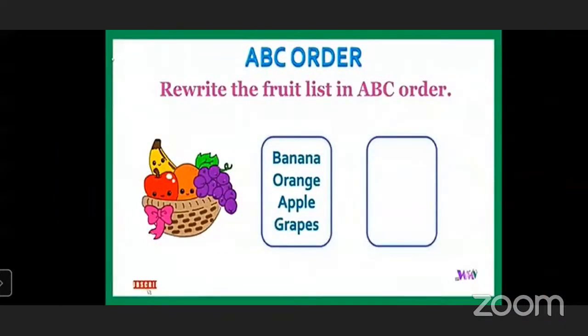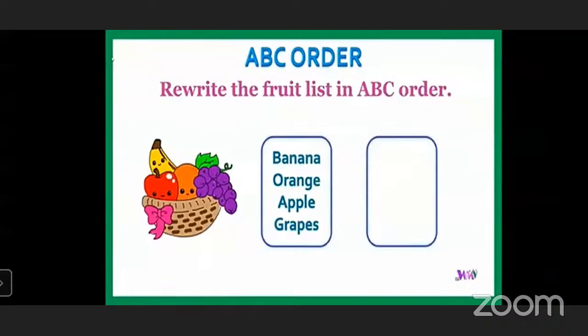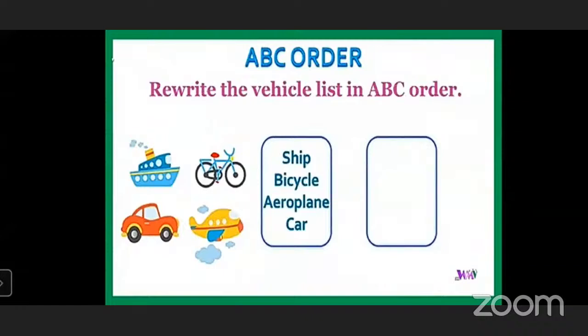Here, rewrite the fruit list in ABC order. As you all know, children, ABC order means we have to write in an ABC list. So let's see: banana, orange, apple, grapes. Which will come first, children? A for apple, B for banana, G for grape, and O for orange. The next example is ship, bicycle, aeroplane, car. Children, these are the names of vehicles. Now arrange them. The first letters are S, B, A, and C. Which will come first? Yes, aeroplane, bicycle, car, and then ship.